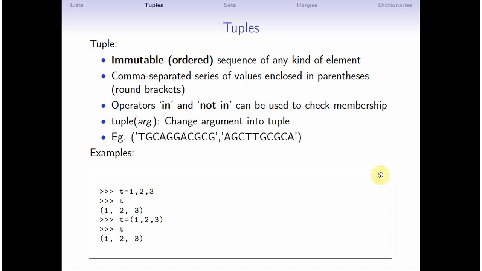If you want to change something to a tuple, use this function: tuple, open bracket, argument, and close. So this is one example. Here, t equals 1, 2, 3. If you straight away key in something like 1, 2, it automatically becomes a tuple. Same over here.